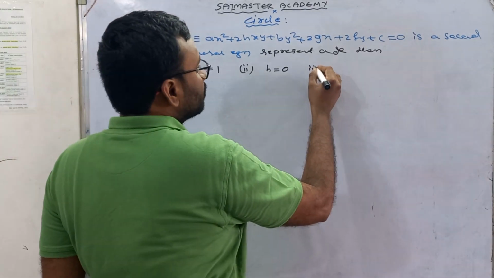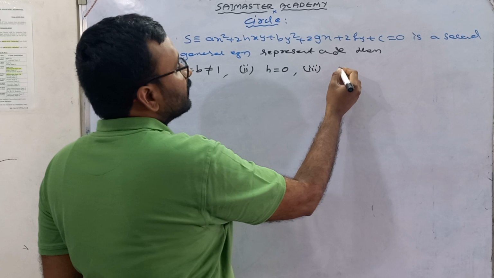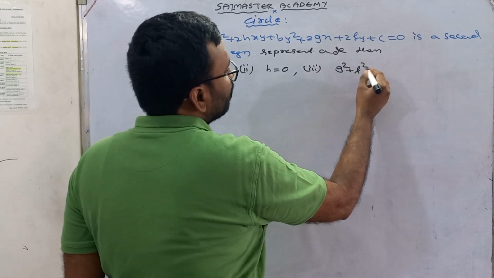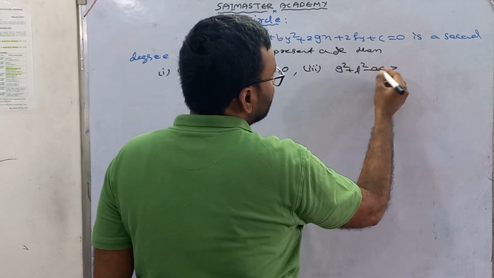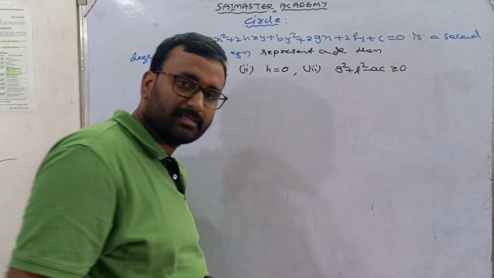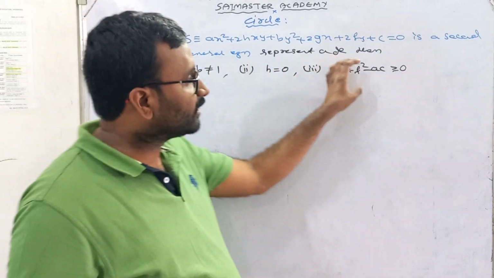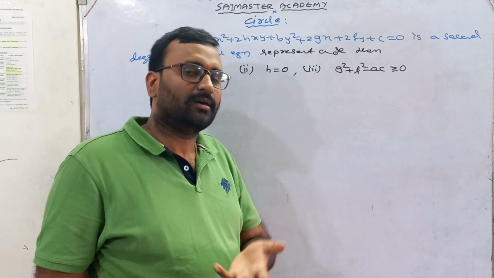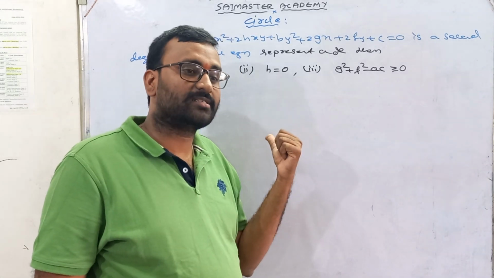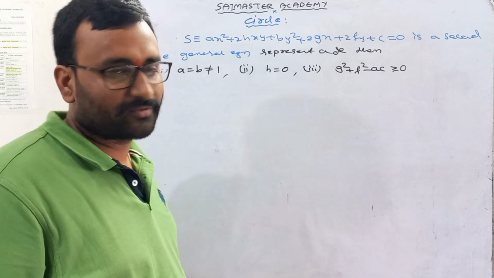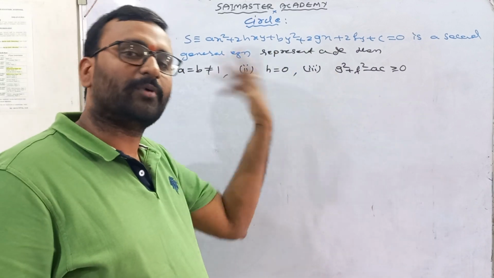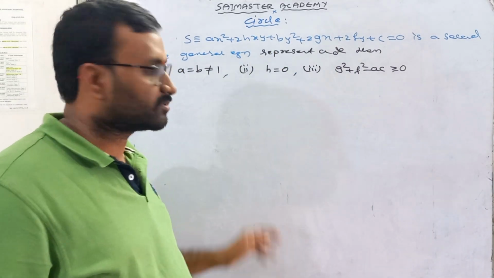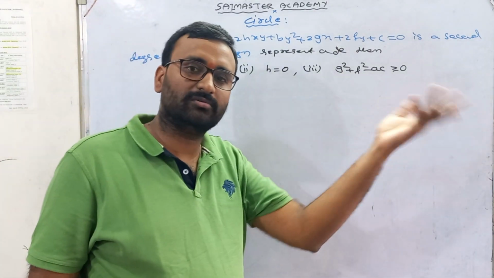And the third one, that is only related to the radius: g² + f² − ac ≥ 0. Why not less than or equal to 0? This will give us the radius. Radius should be positive or 0. How is it zero? We know if 0, which circle is that? Point circle. That's why it may be 0 and may be positive. If the radius is positive, no problem. Some distance, point something or 1, 2, 3, whatever it is.